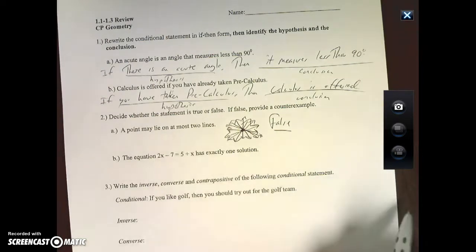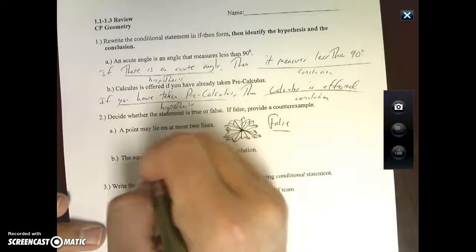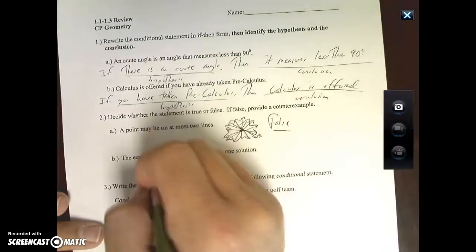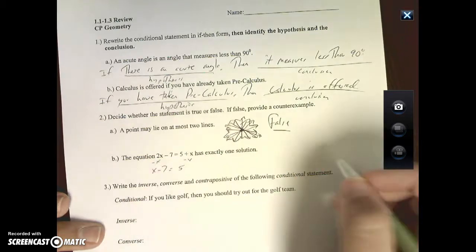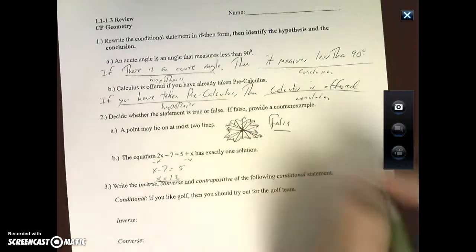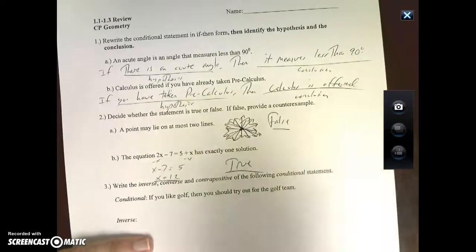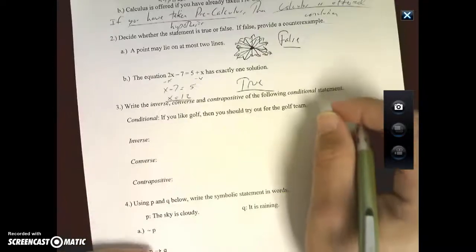The equation 2x minus 7 equals x plus 5 has exactly one solution. Well, let's solve it quick. Subtract x from both sides. x minus 7 equals 5. Add 7 over. x equals 12. That's exactly one solution. So this is true. Alright? Not too bad.